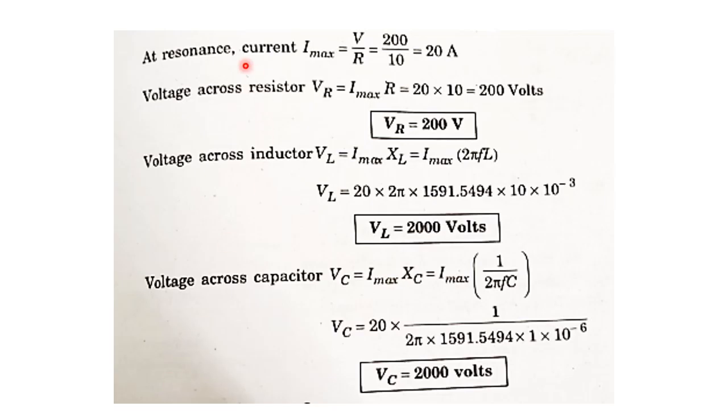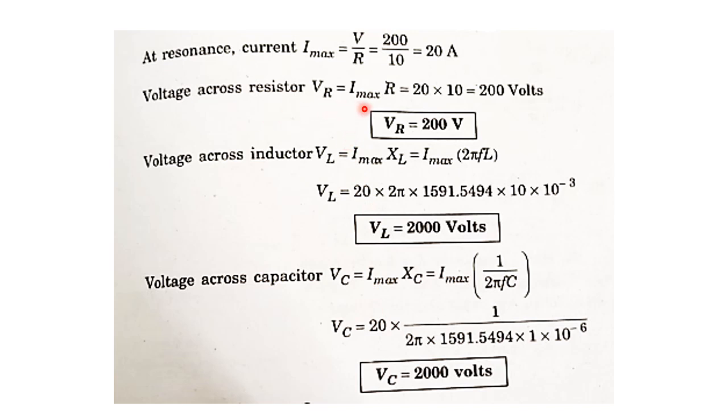Next, we are going to find the current. We know that current I is equal to V by R, since it is a pure resistive circuit, we are following this formula. V is equal to 200, which is given, and R is also given, 10. Therefore, I is equal to 20 amps. Here the power is not asked. Therefore, we can find the voltage across resistor, voltage across inductor, and voltage across capacitor in a similar way.